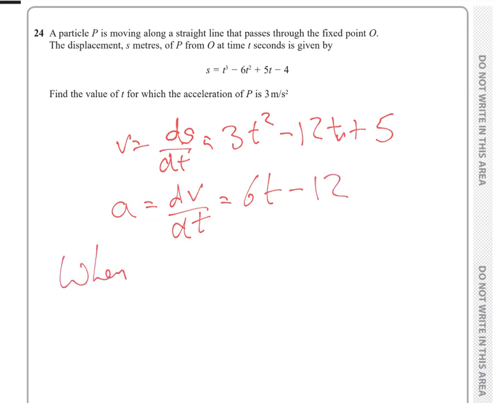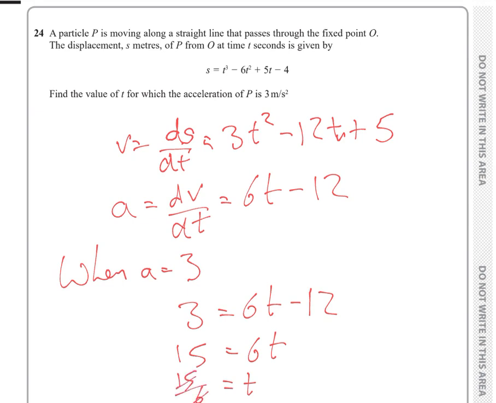When acceleration is 3, 3 equals 6t minus 12, so 15 equals 6t, so t is 15 over 6, 5 over 2, which is 2.5.